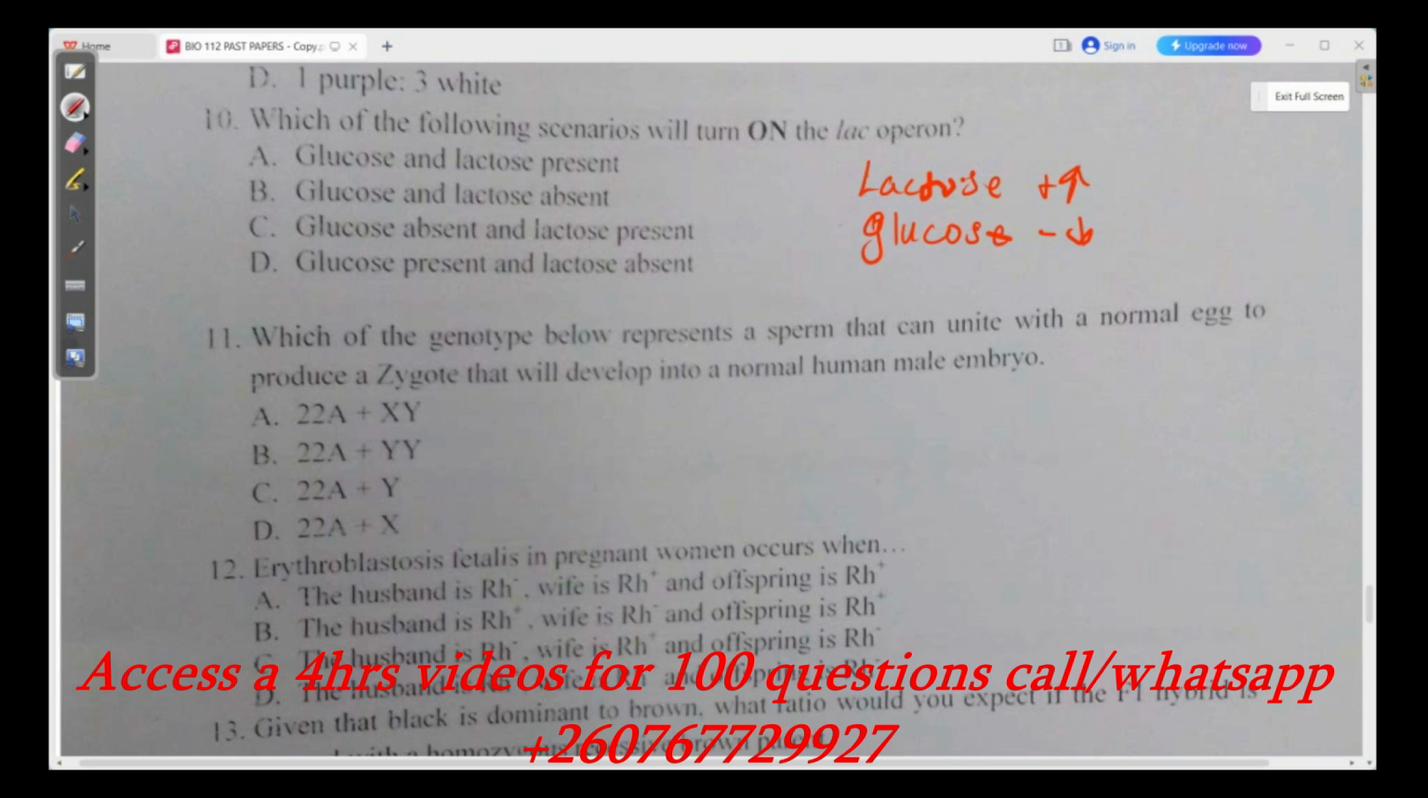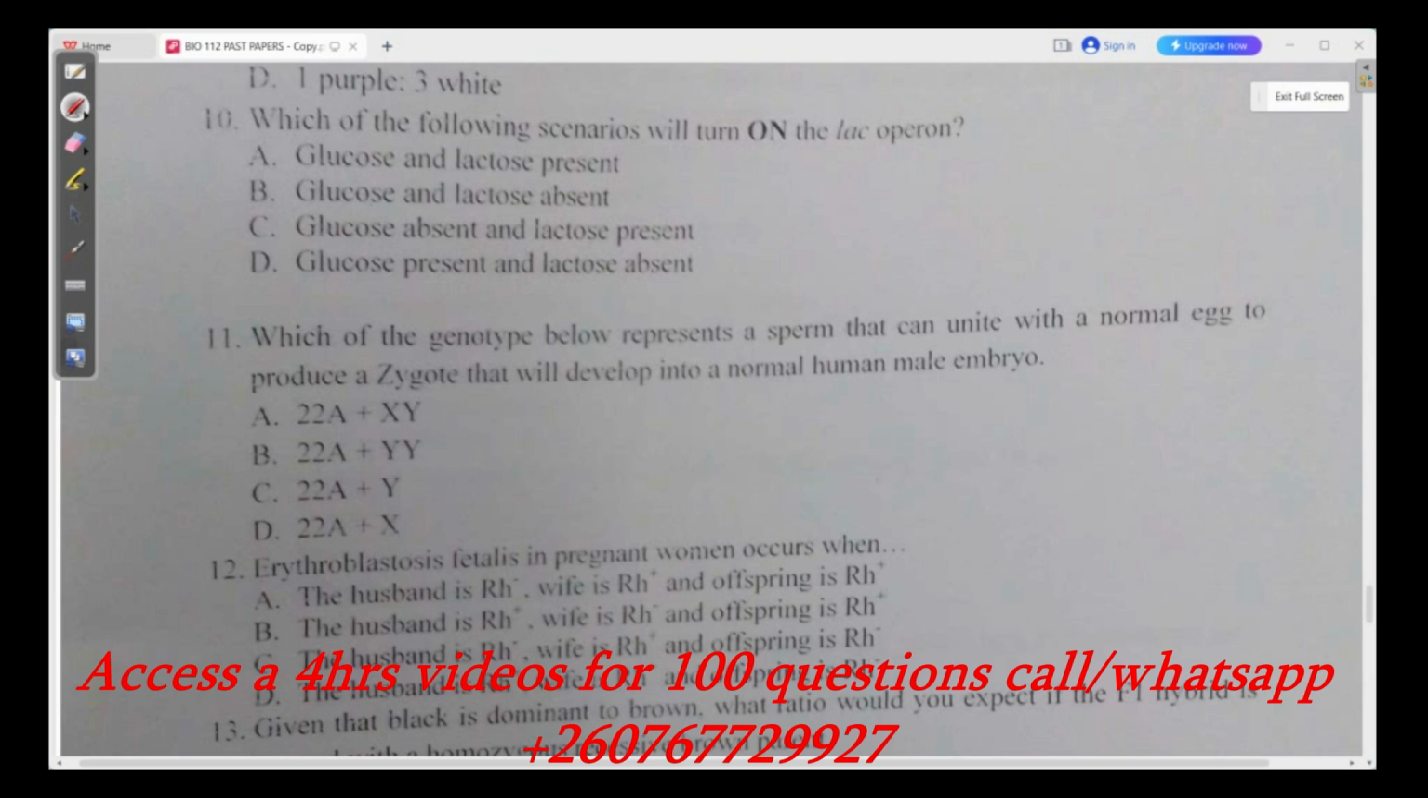This is the situation in which the lac operon is going to be on. So A is saying glucose and lactose are present. If both are present, the bacteria is going to utilize glucose. It's not going to utilize lactose. So when the bacteria is not utilizing lactose, the lac operon is going to be off because it does not need those enzymes to break down lactose into its simplest sugar. It's just going to use glucose because glucose is the simplest form of a sugar. So it will be off in option A.